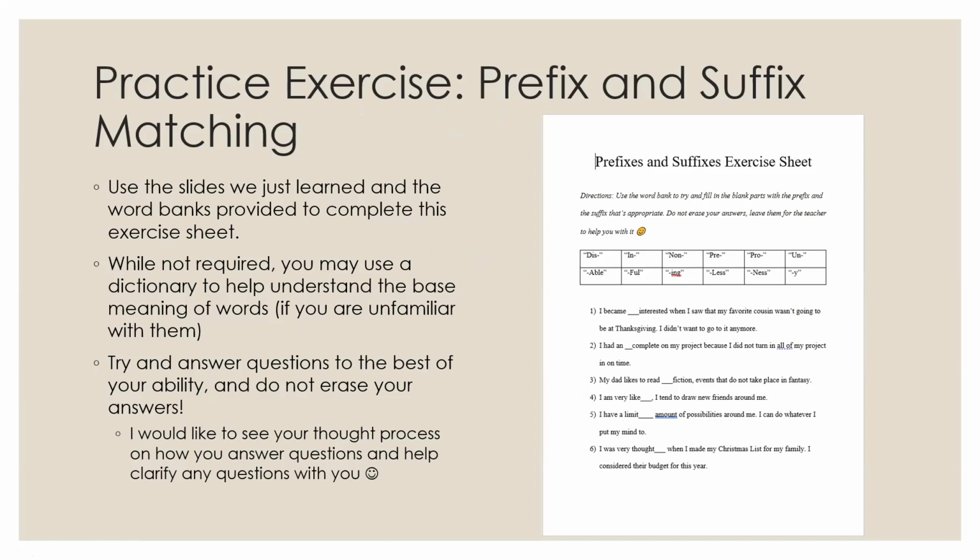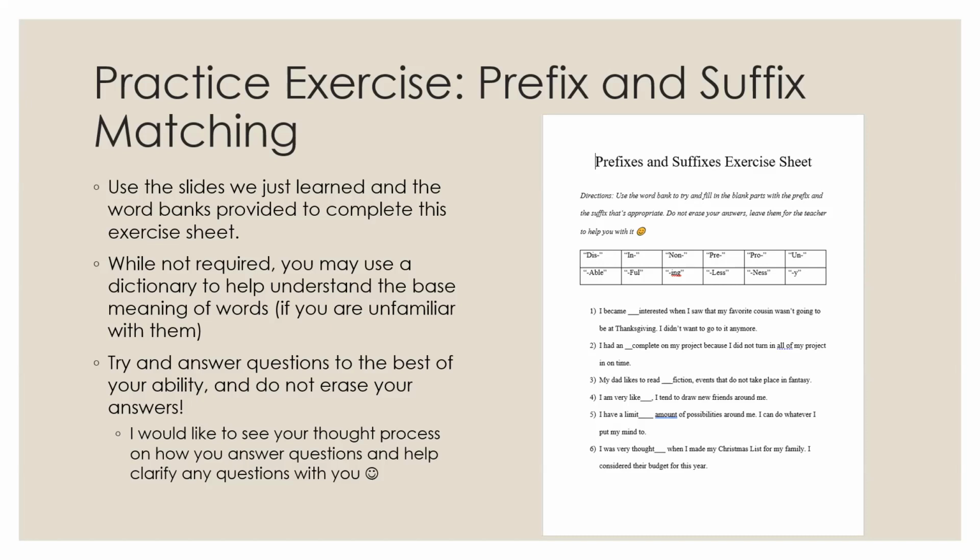I want you to try and explain your thought process, and by leaving the mistakes there, when we answer them, you can help write down notes so you can help connect the dots and you can remember why this means what. Try out different things, try sounding out different words. Like, for example, number one, I became blank interested when I saw that my favorite cousin wasn't going to be at Thanksgiving. I didn't want to go to it anymore.